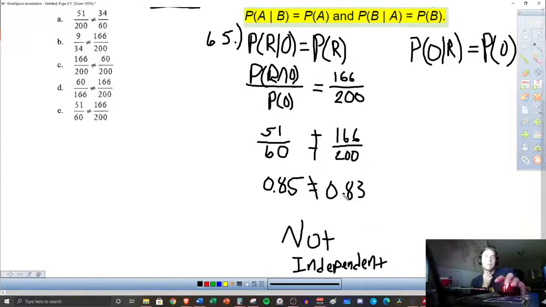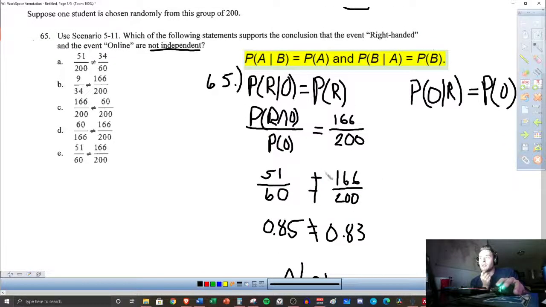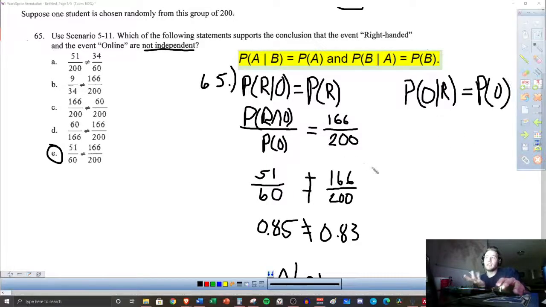Okay, not independent. Sorry you had to sit there and watch me struggle to write that with my mouse. All right, that's what we did. So are there any fractions over here that match this fraction setup here? It looks like E is the one that's showing that these are not independent, and that's just lucky.